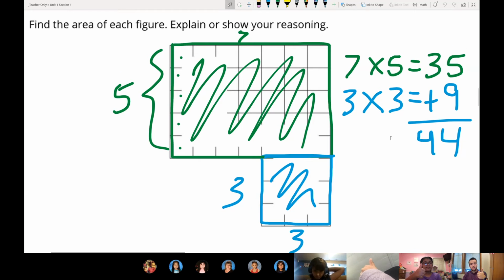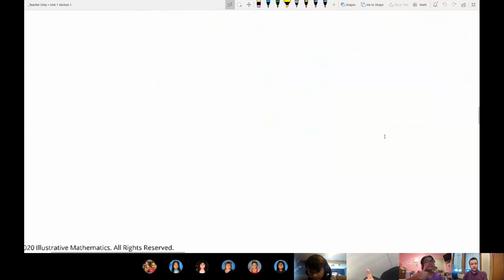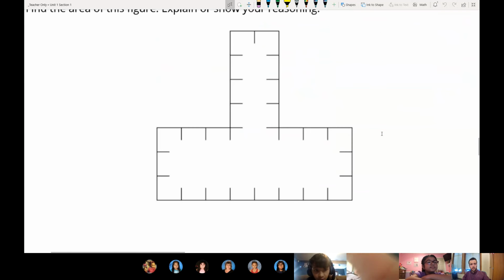Okay, we don't have much time, but I do want to go through the next problem with us, okay? So looking at this shape, can someone explain to me how we could cut off different pieces to help us find the area of the entire thing? Okay, I see Adelina's hand, but she was the one who explained how to go through the last problem. So I want to hear it from somebody new.